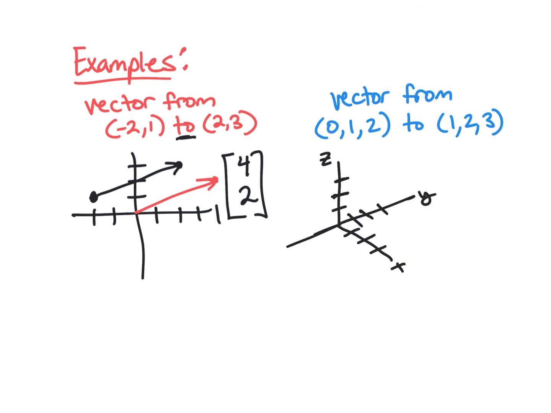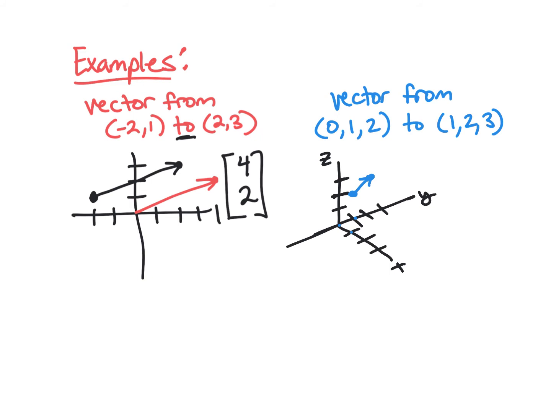Now let's look at one in 3 dimensions. This is my best little rendition of 3 dimensions here. We start with (0, 1, 2), so 0 in the x direction, 1 in the y direction, and 2 up. So something like over here, to (1, 2, 3), so 1 over, 2, and then up 3. So something like up here. And this would be kind of coming at us a little bit, but also going more in the y direction there.